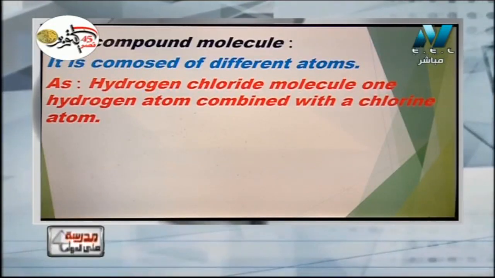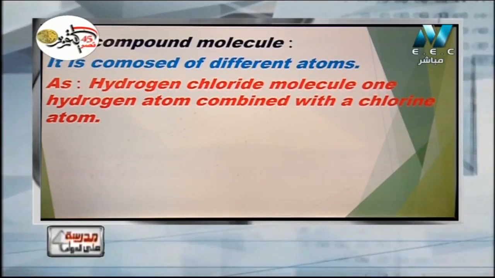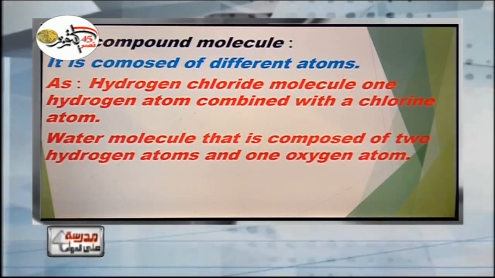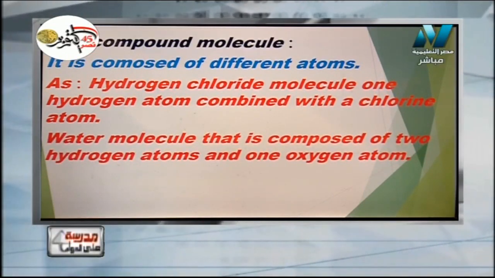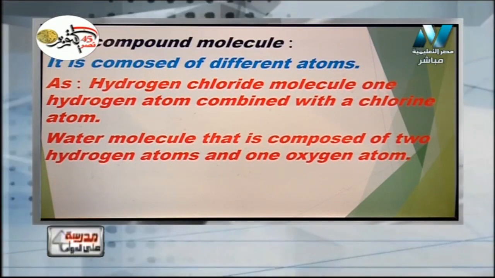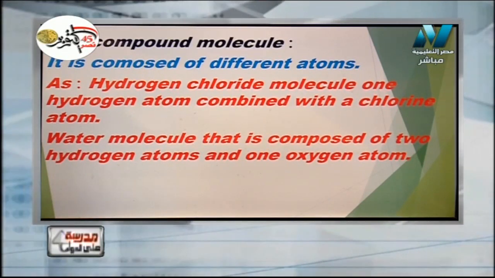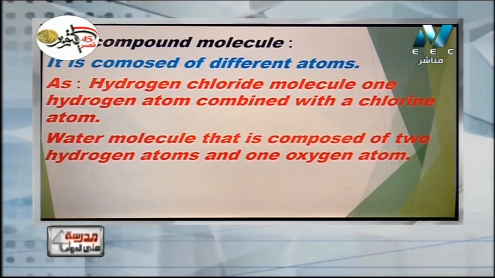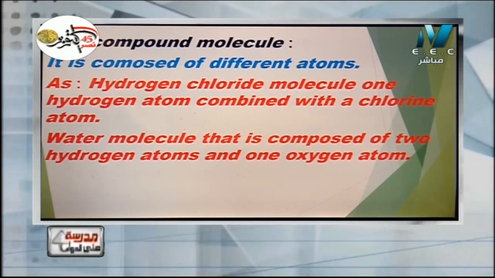Hydrogen chloride is not an element, it is a compound, so it consists of just one hydrogen atom and one chlorine atom. Water molecule is composed of two hydrogen atoms and one oxygen atom. So water is a compound.